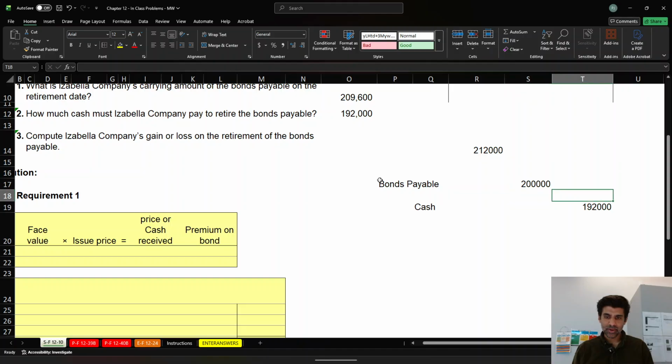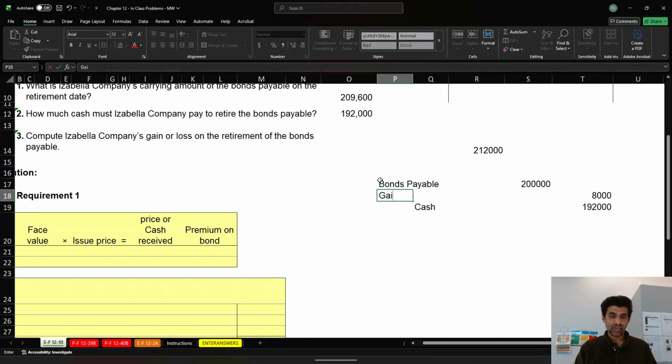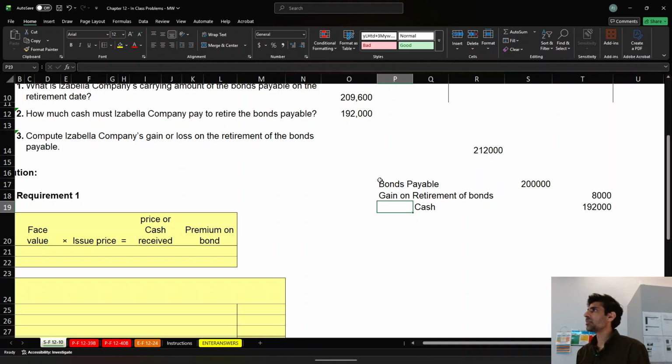But we have a gap here. This minus this. We need more credit of 8,000. And we know since it's a credit, it's going to be a gain on retirement of bonds. Okay, so the gain is 8,000.